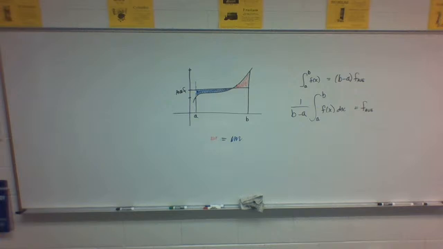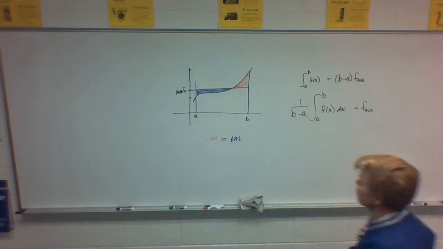All right, so let's see if we can apply this. Example 3 says, find the average value of 4 minus x squared on the interval from 0 to 3. Does f actually take on this value at some point in the given interval? We'll talk about that in a minute. Let's find the average value first. So f of x is 4 minus x squared.